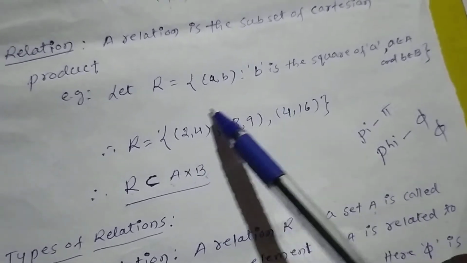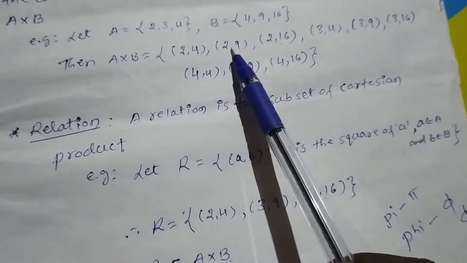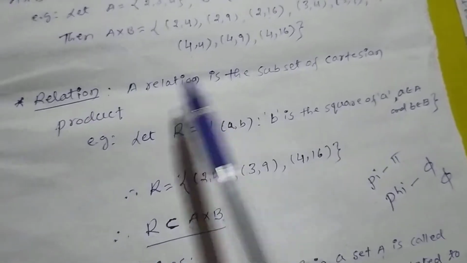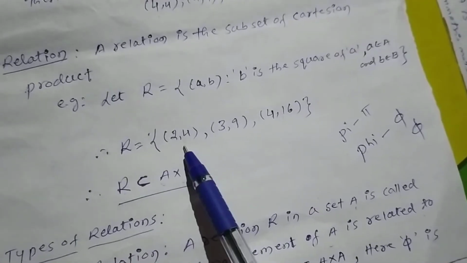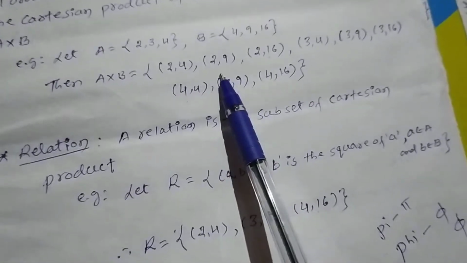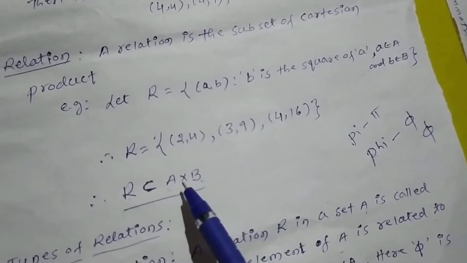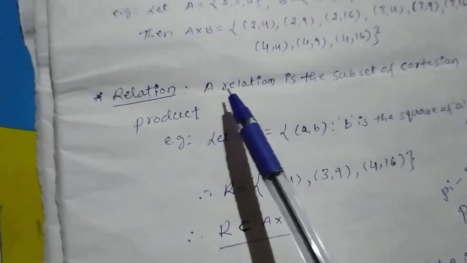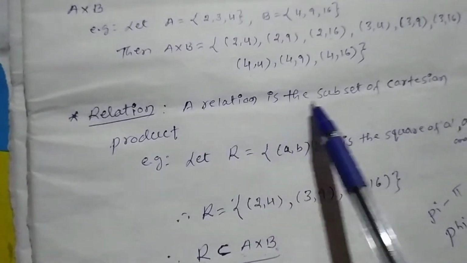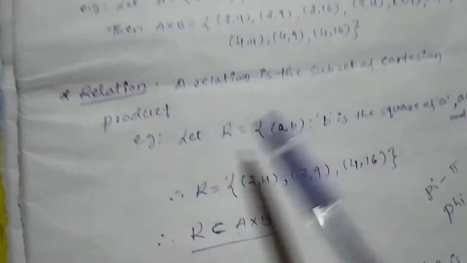See here, all these ordered pairs are taken from the Cartesian product A cross B. Hence, a relation is a subset of a Cartesian product. The ordered pairs in R are taken from the Cartesian product. Hence, R is a subset of A cross B. Hence, according to the definition, a relation is a subset of a Cartesian product.